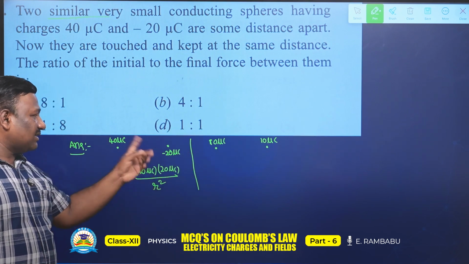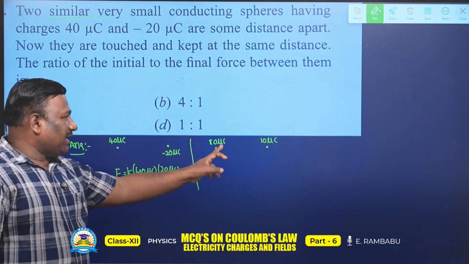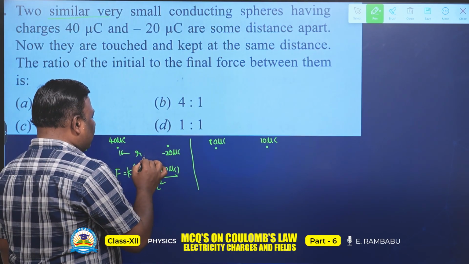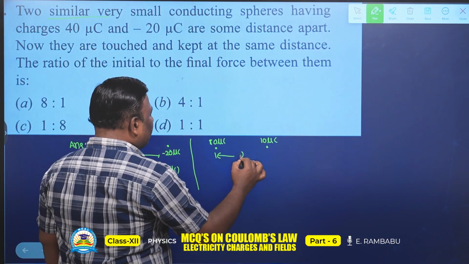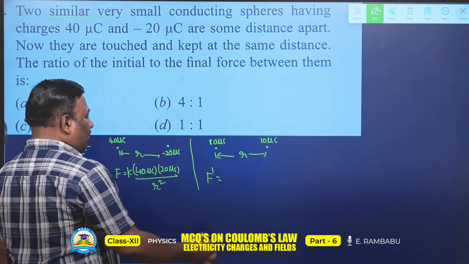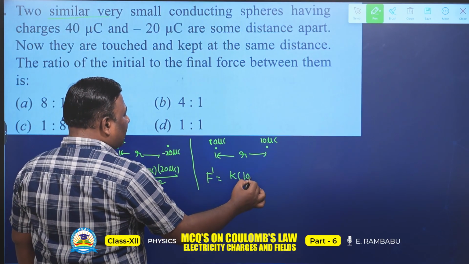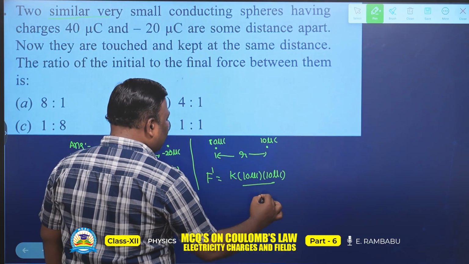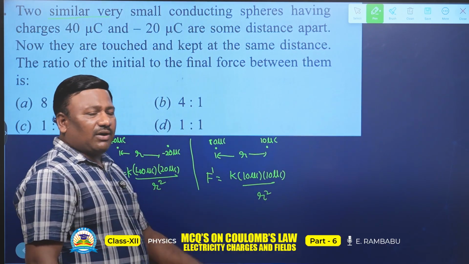What is the total charge? Plus 20, that can be divided as 10 and 10. But again, both are taken to the same distance. Here also, the same distance can be taken as r. Now the new force, F dash, is equal to K into 10 microcoulomb into 10 microcoulomb divided by r square. So like this we have to find.